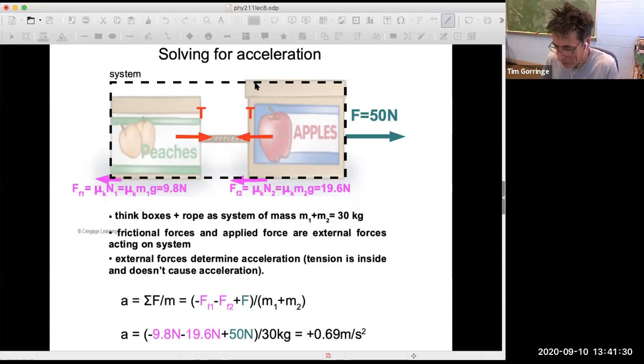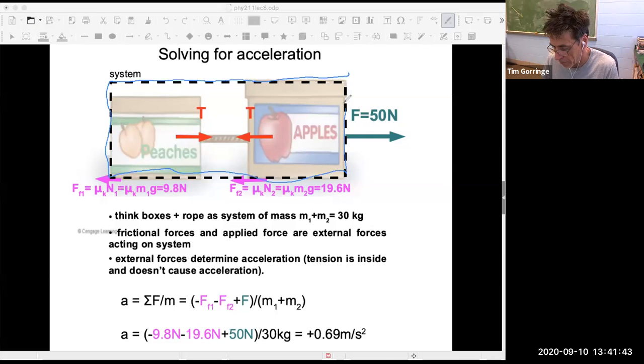I'm going to step back a little bit and not think about the individual crates, but think about this whole system involving the two crates and the rope. That system has an acceleration, just like the individual crates also have that acceleration, and the rope has that acceleration. I'm going to figure the acceleration of that system.